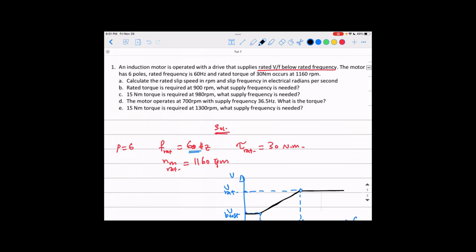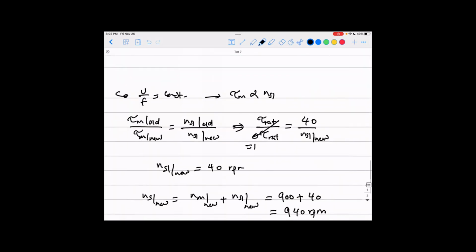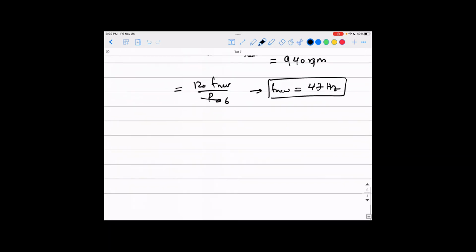That was number B. For number C, 15 Newton meter torque is required at 980 RPM. So again, he wants you to control the speed to be 980 RPMs while the load changes to half the load before. The torque was 30, now it's 15. What supply frequency is needed? Okay. So that is number C.